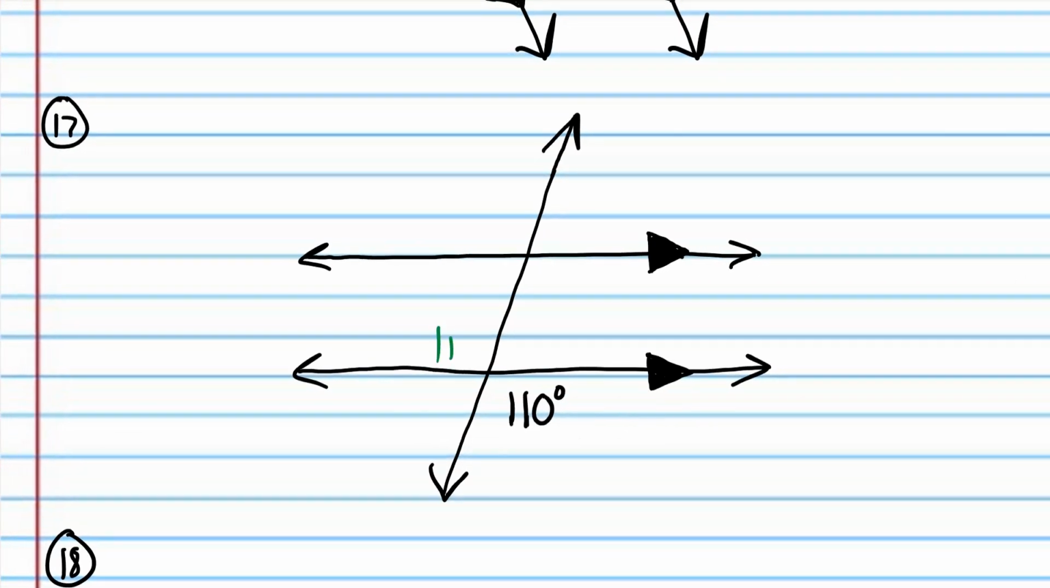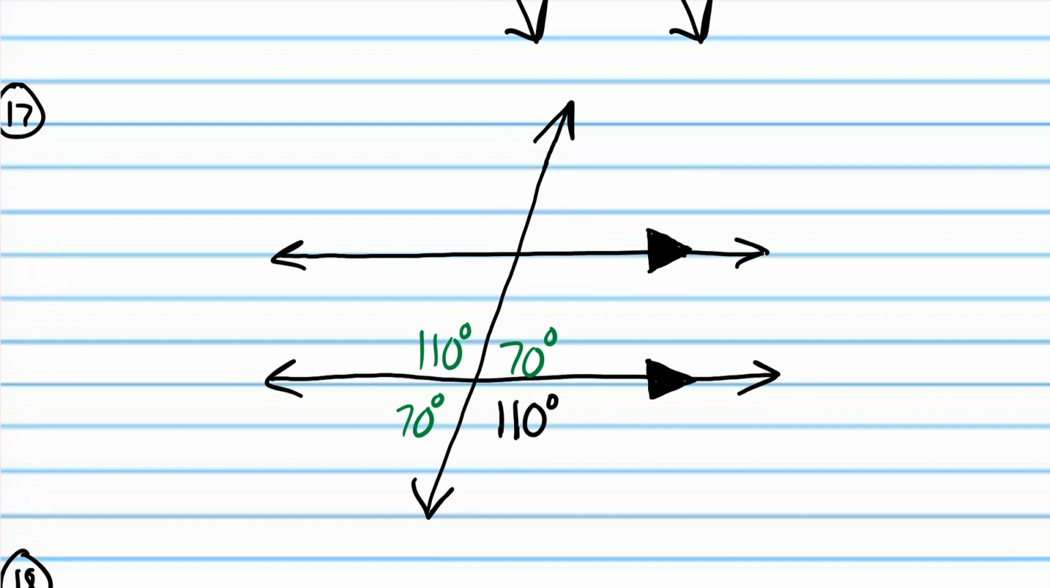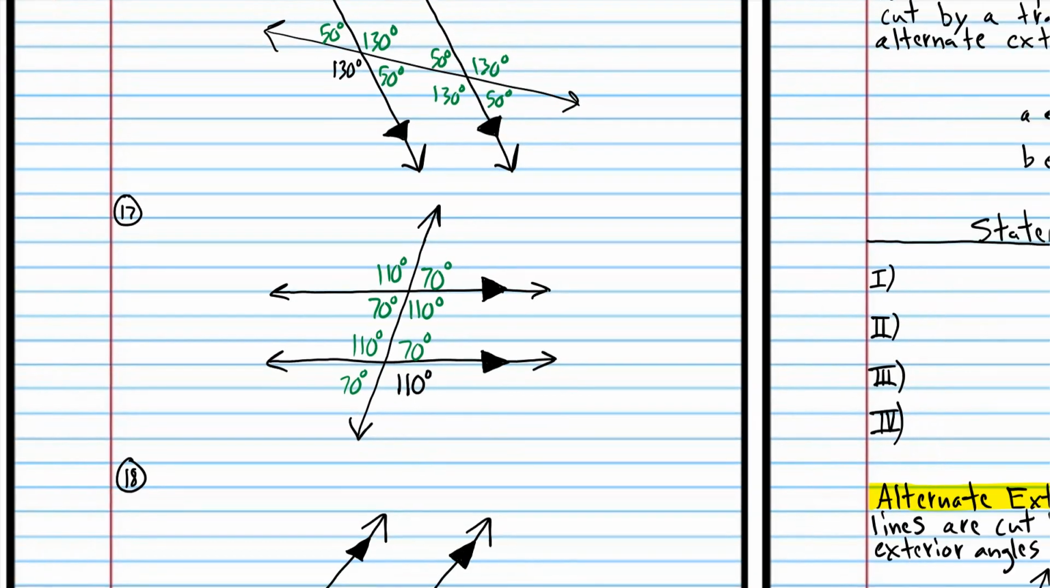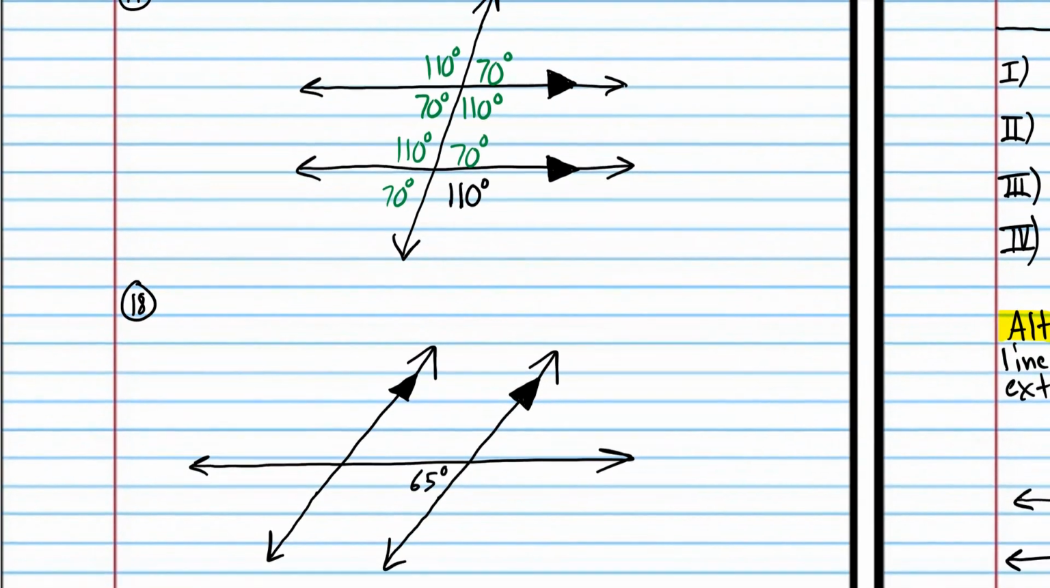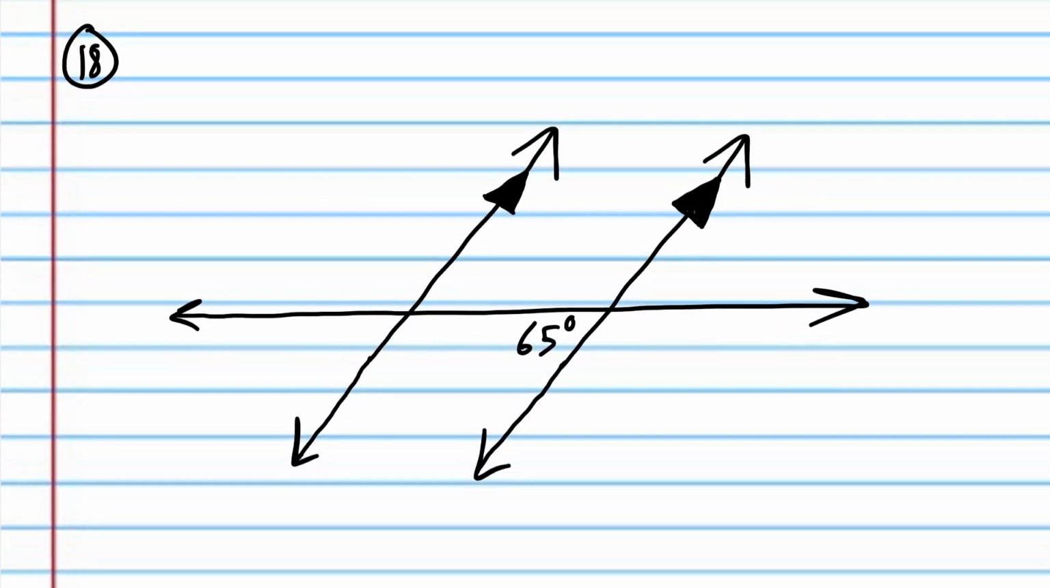All right, we're back. 110 degrees, vertical angles, linear pair postulate. We got 70 degrees, vertical angles, 70 degrees. And now we use the corresponding angles postulate. Because these two lines are parallel, corresponding angles must be congruent. So there you go. So if you got those answers, good job. All right, try number 18, find all those angles, and when you come back, we'll do it together.